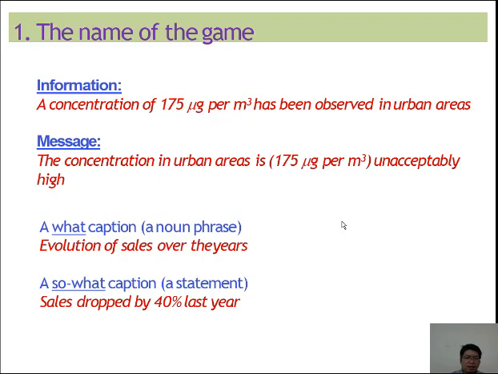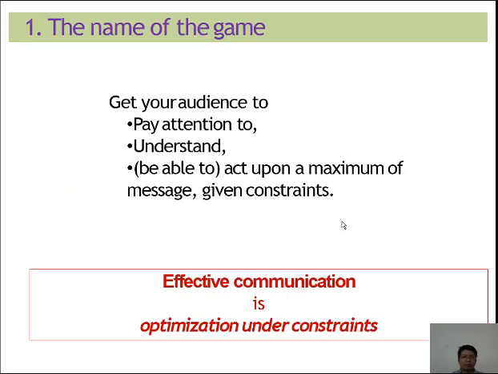A word caption or a noun phrase, for example, "evolution of sales over the years," versus a statement like "sales dropped by 40% last year." That gives more details about the information. Basically, you want the audience to pay attention, understand, and act upon a maximum of the message, given the constraints that you have. So effective communication is optimization under constraints.